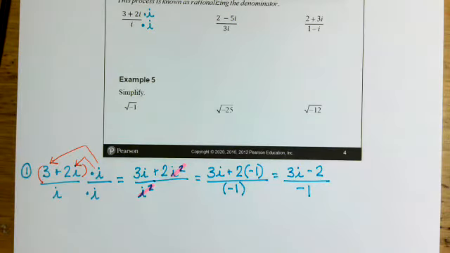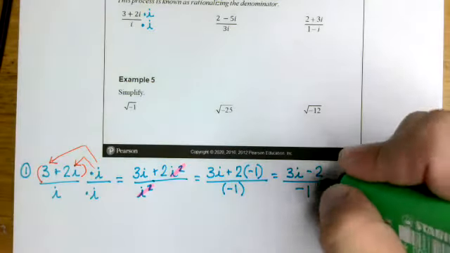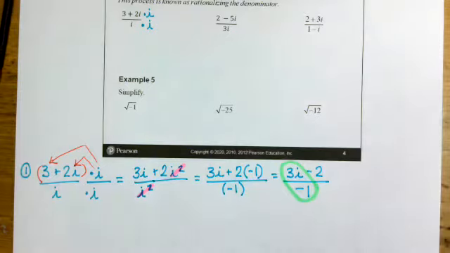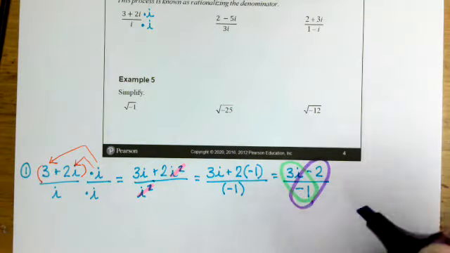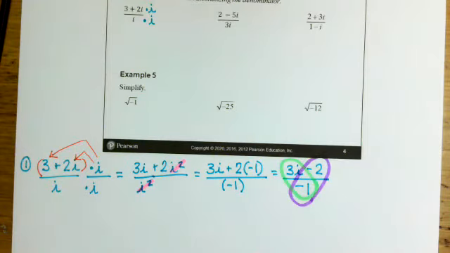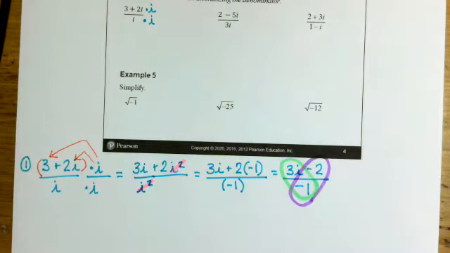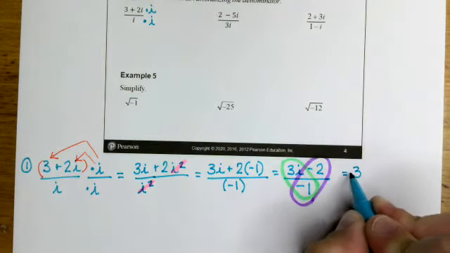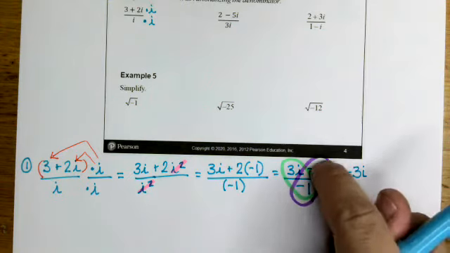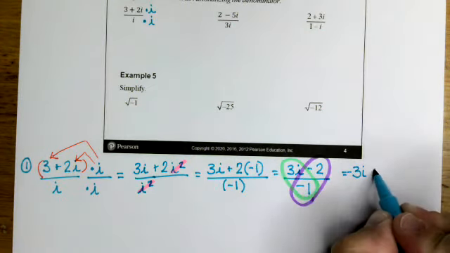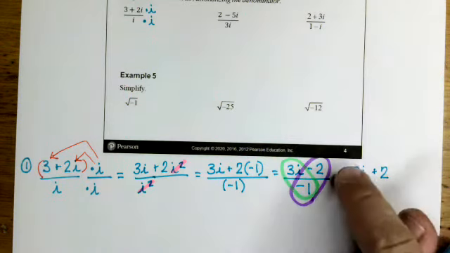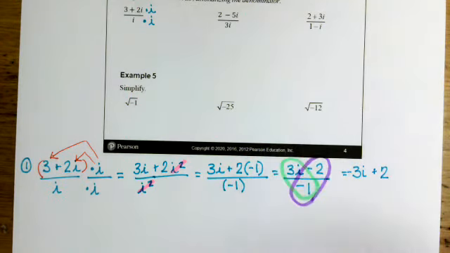Because of the minus sign, there are 2 fractions now, okay? There's 3i over -1, and there is -2 over -1. So 3i divided by -1. Anything divided by a -1 just changes the sign, right? So now it's just -3i. -2 divided by -1 is a +2, right? So I divided both of them by -1 independently.